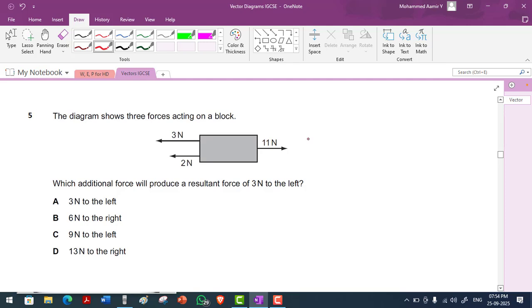Okay, next question. Here I have three forces, 11 Newtons, 3 Newtons, 2 Newtons.